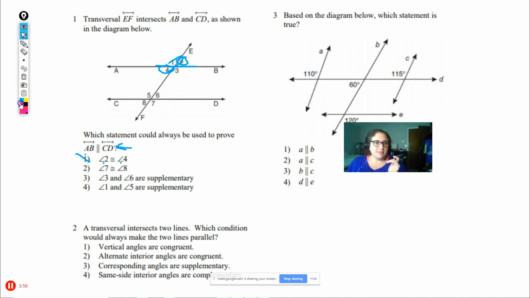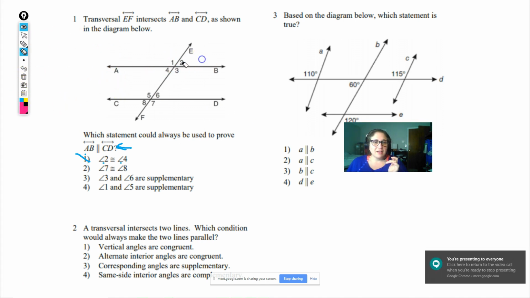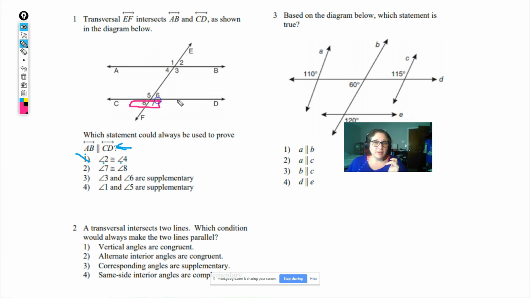The next one says angle 7 is congruent to angle 8. Two things we notice: angle 7 and angle 8 are supplementary. They form a linear pair. That doesn't help with parallel lines, because I could draw a single line and write 7 and 8, and I don't even need parallel lines. So first, 7 and 8 are not congruent, and second, they form a linear pair that has nothing to do with parallel lines. Then we're left with angle 3 and angle 6 are supplementary. Here's angle 3, here's angle 6.